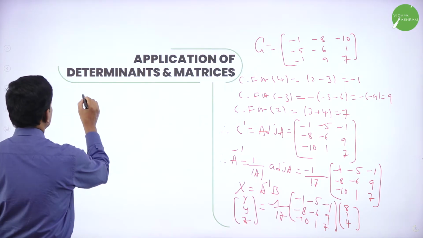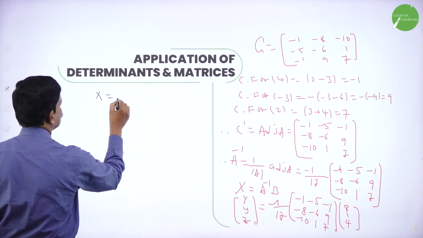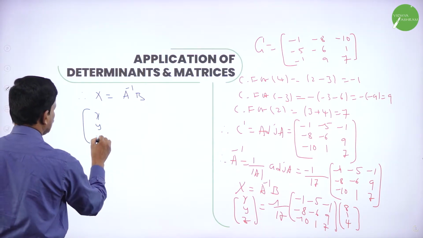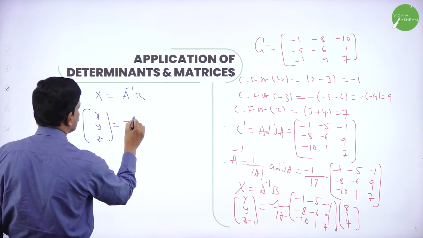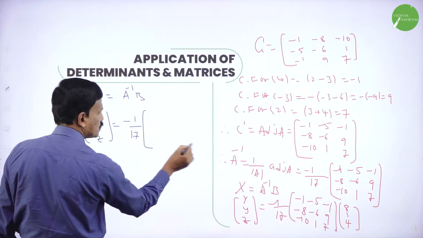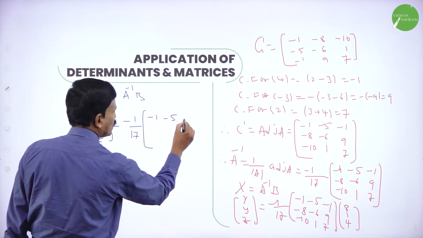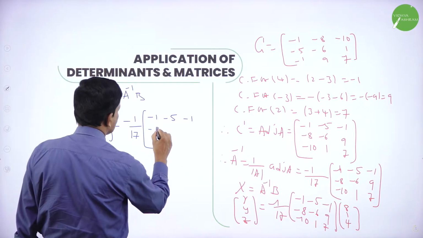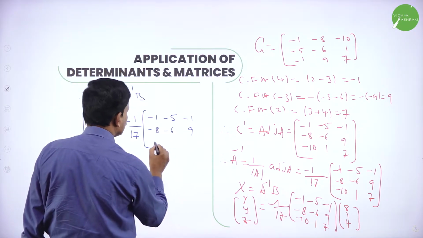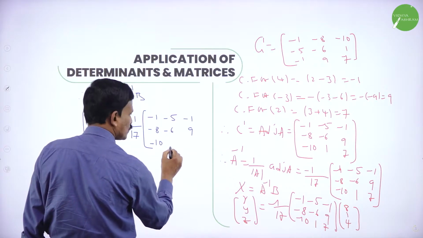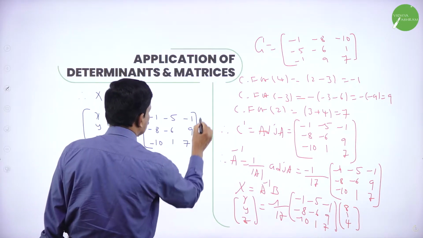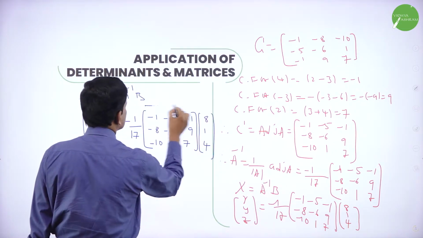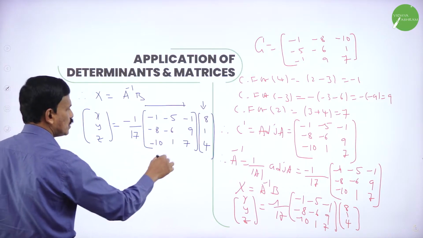Now therefore x is equal to A inverse B. So what is x? x, y, z is equal to A inverse, minus 1 over 17 times minus 1, minus 5, minus 1, then minus 8, minus 6, 9, then minus 10, 1, 7 into 8, 1, 4. Let me multiply this. First row, first column. 3 rows, 3 columns. This is 3 rows, 1 column.